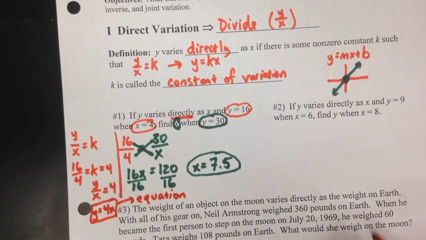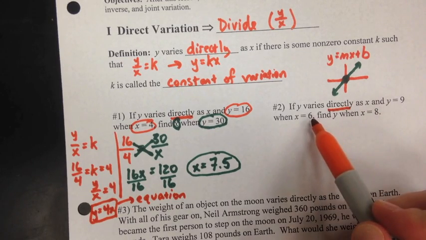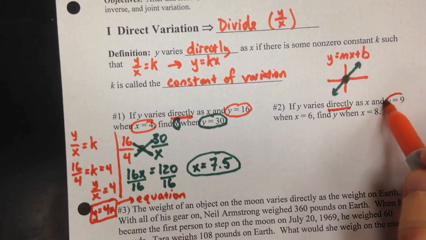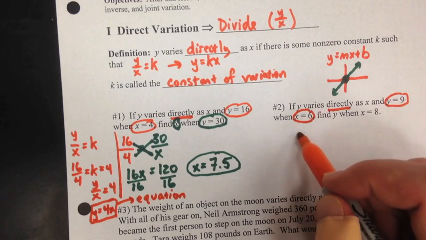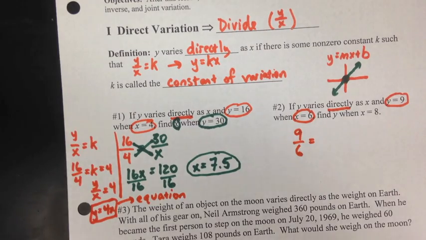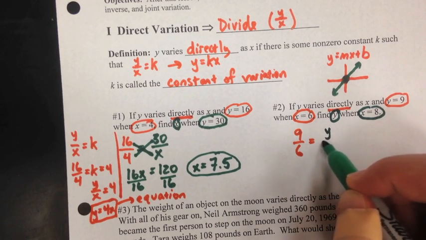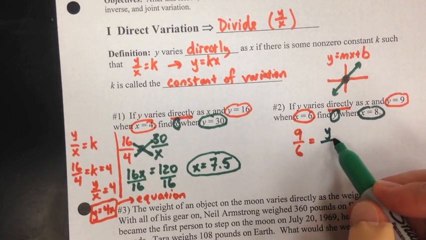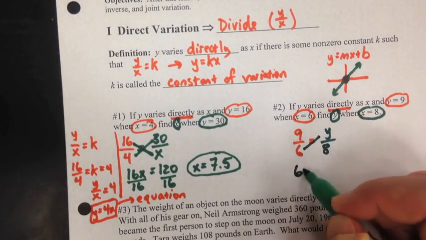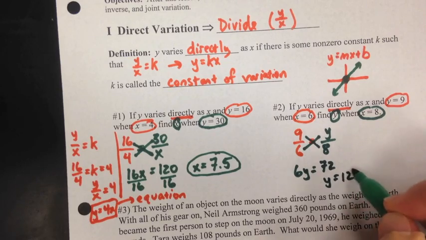Okay? So for number 2, if y varies directly as x, and y equals 9 when x equals 6, find y when x equals 8. So again, they give us a situation. Y equals 9 when x is equal to 6. So I'm going to write as division, 9 divided by 6 equals, find the y value when x is equal to 8. Now this time we do not know the y value, but it's always y on top. Y divided by x, which is 8. And now we solve it. Cross multiply, we get 6y equals 9 times 8, which is 72. Divide by 6, and y is equal to 12.